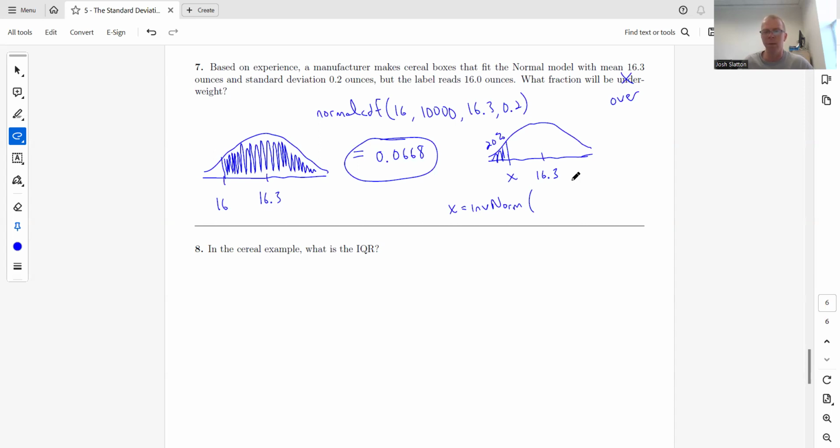So let's go to inverse norm. I just made this one up, so we've got to put it in the calculator. Area to the left is 20%. So when we're on this side, we do not change that. We go with the percent that we're looking for, because it's the area to the left. Then 16.3, and then 0.2, and we get 16.13.